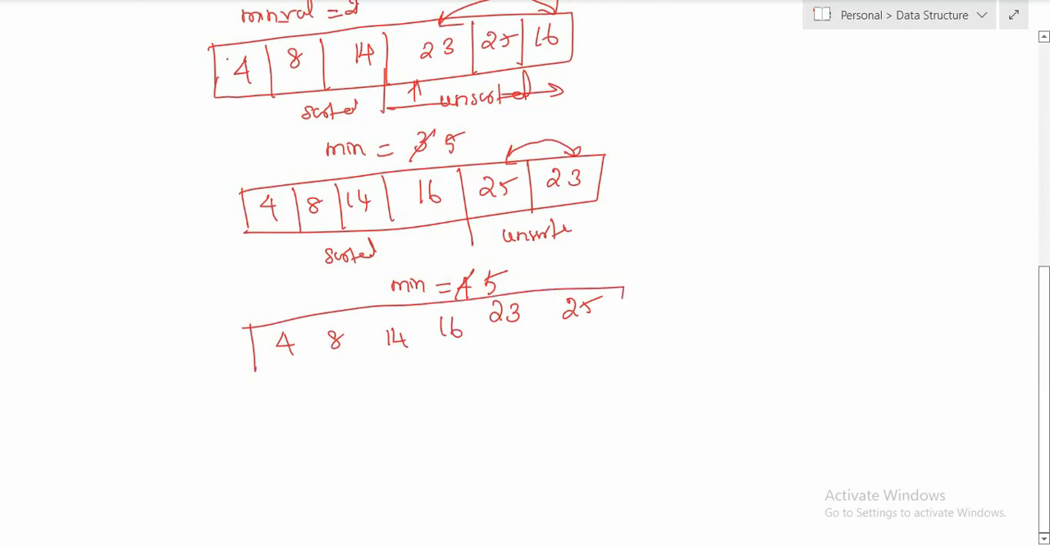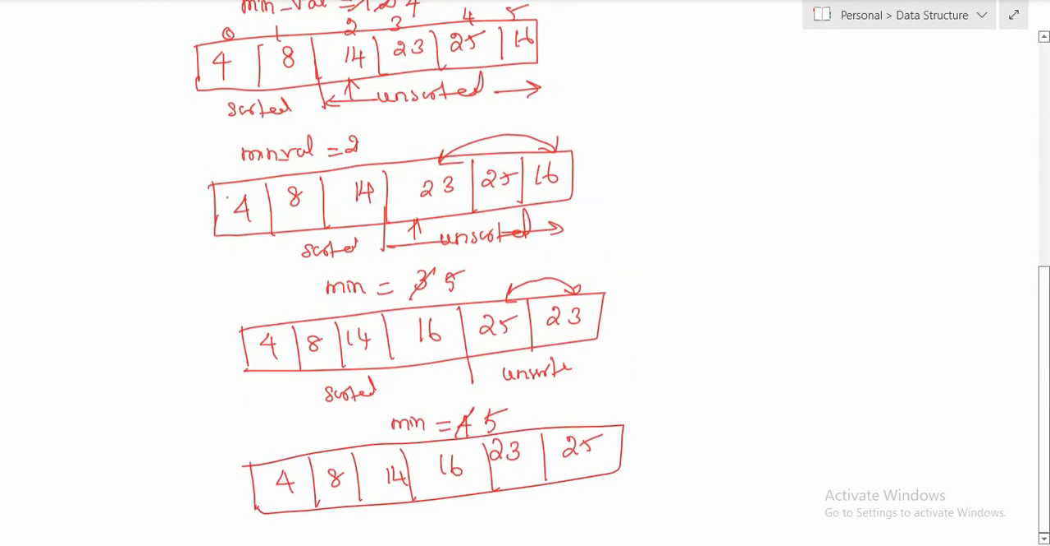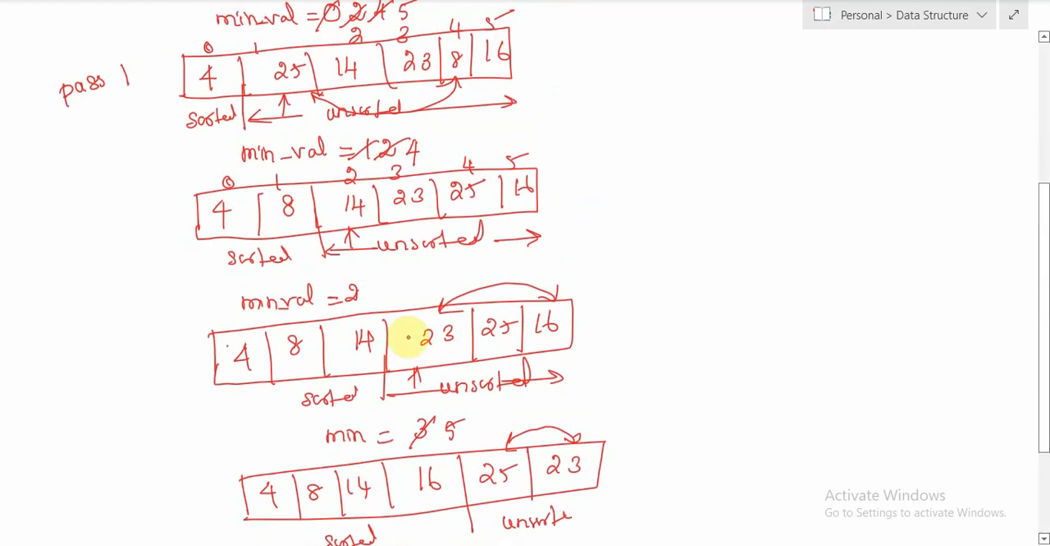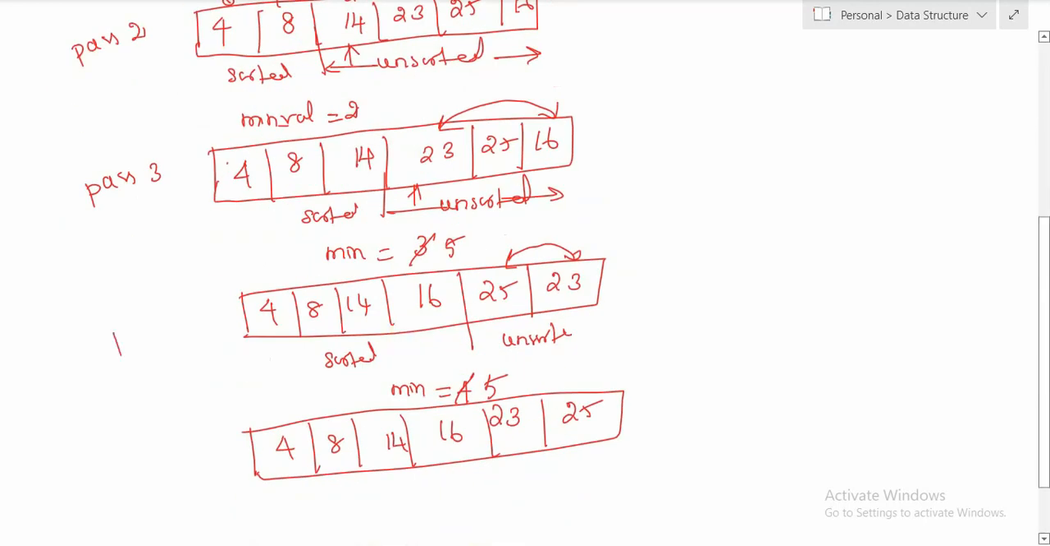Now we can see we got the sorted value. So how many passes have we gone through? Pass 1. Here we have pass 2, which means next pass, that is the third iteration, and the fourth iteration, fourth pass, and this is pass 5.